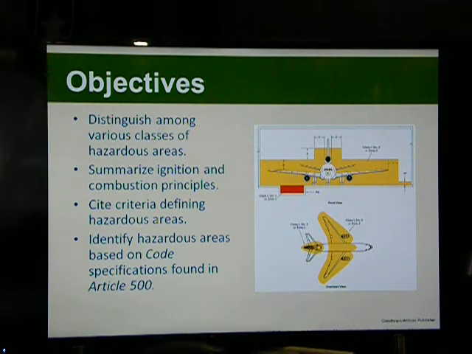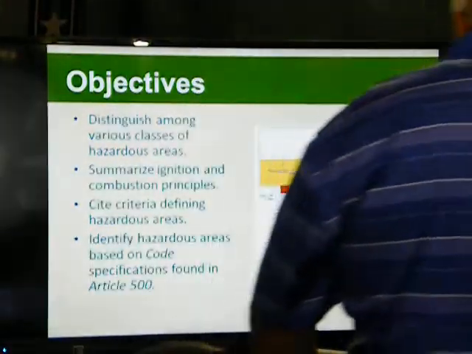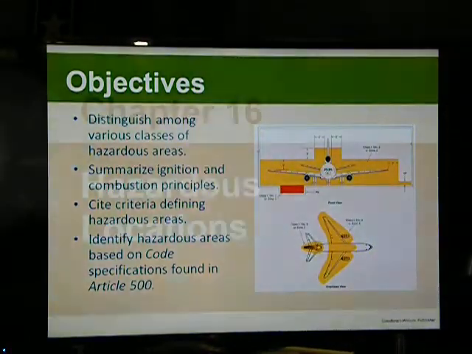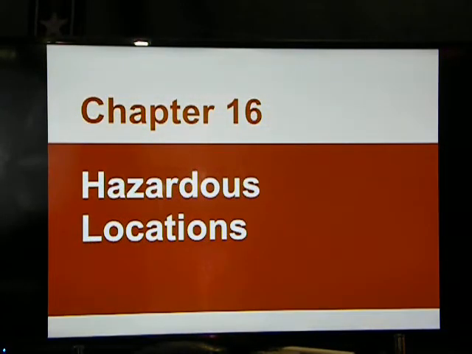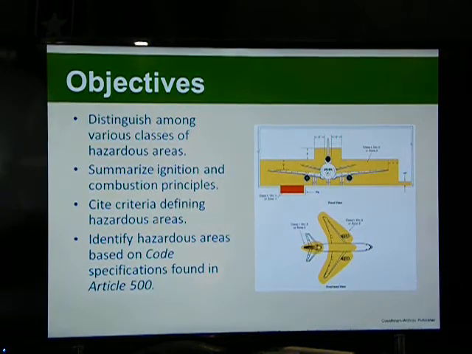Alright, chapter 16, hazardous locations. Hazardous location, chapter 16. Objective: distinguish among various classes of hazardous areas. Summarize ignition and combustion principles. Define hazardous areas. Identify hazardous areas based on the code specifications found in Article 500.